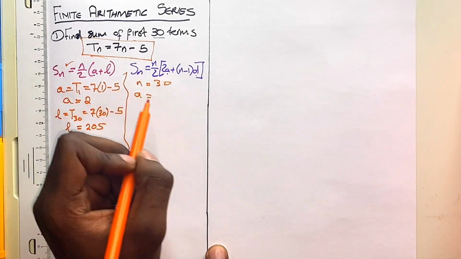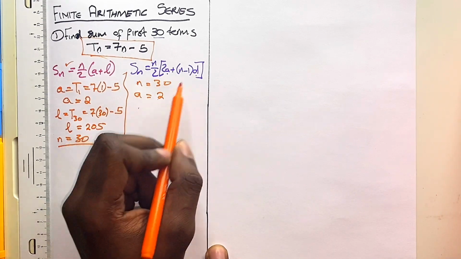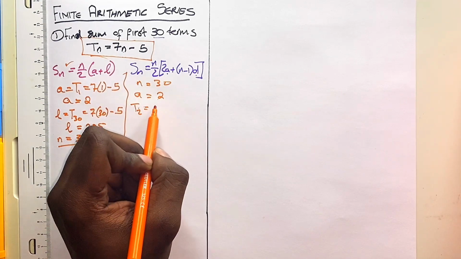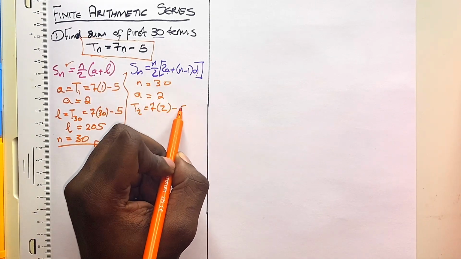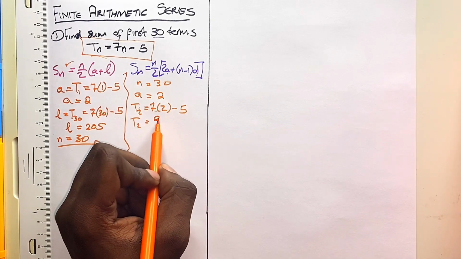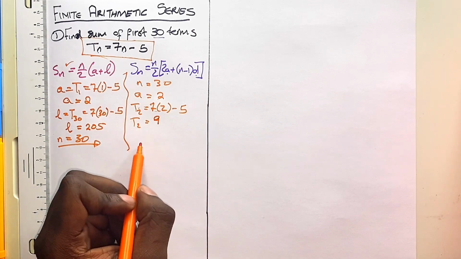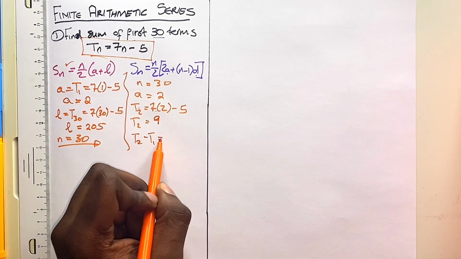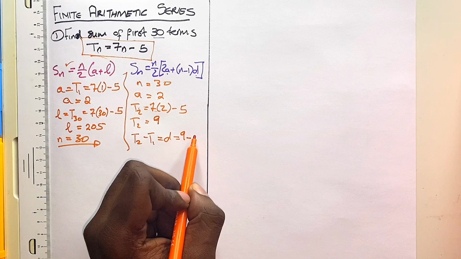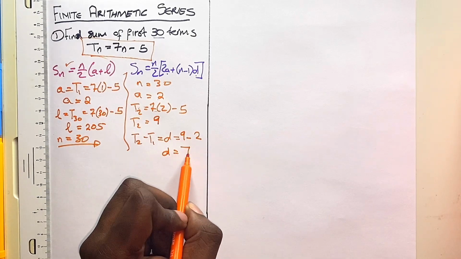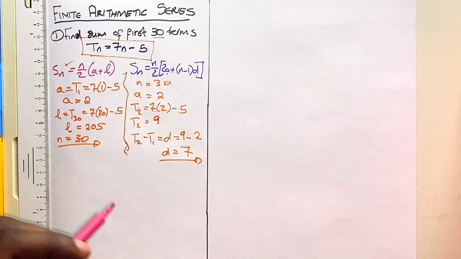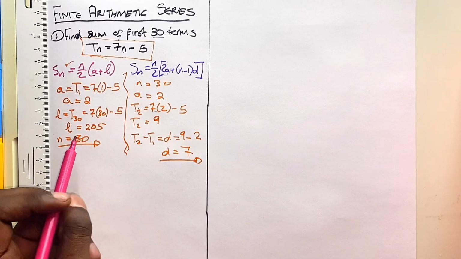Now for this formula, the number of terms is 30. We now know that our a is 2, but our common difference, to find the common difference, we might as well find T2, which is 7 into 2 minus 5. Now T2 will be 14 minus 5, which is 9. Now T2 minus T1 will give you the common difference. So T2 is 9 minus T1 is 2. So our common difference is 7.